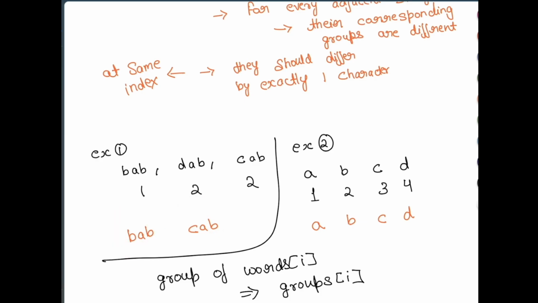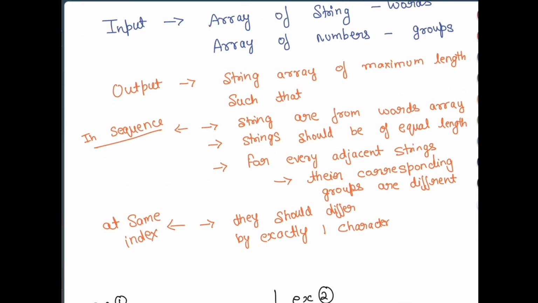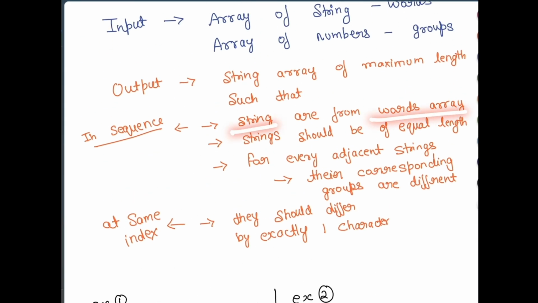Now let us understand it using one more example. The example is the given words are A, B, C and D, and the given groups are 1, 2, 3 and 4. The group of A is 1, B is 2, C is 3 and D is 4. Now let us try to find out what is the answer for this. Well, answer is written over here, but let us try to create it. The first point is the strings should be from the words array in sequence.